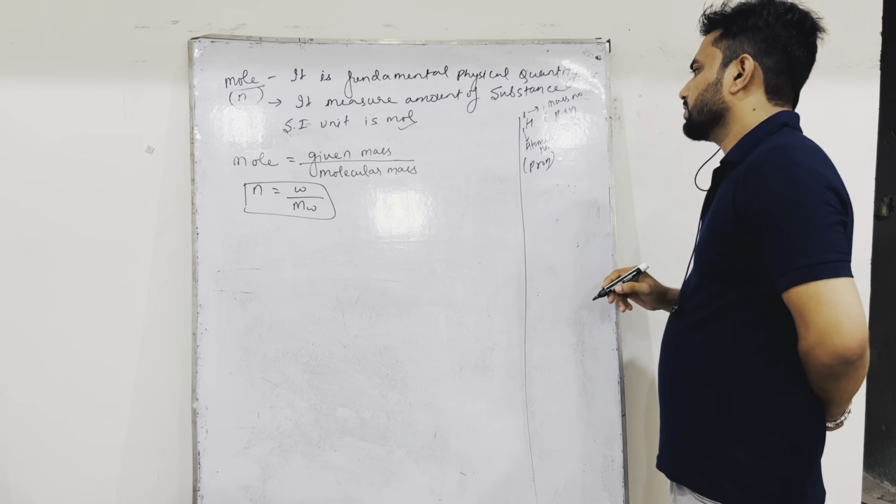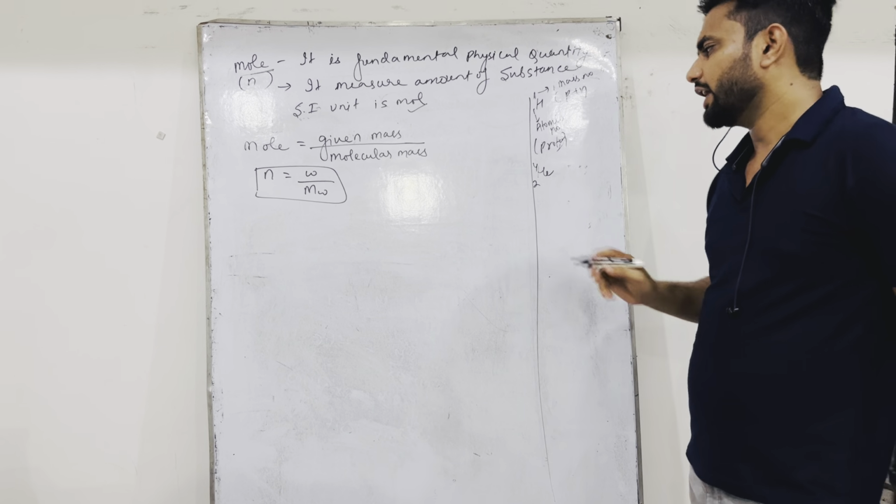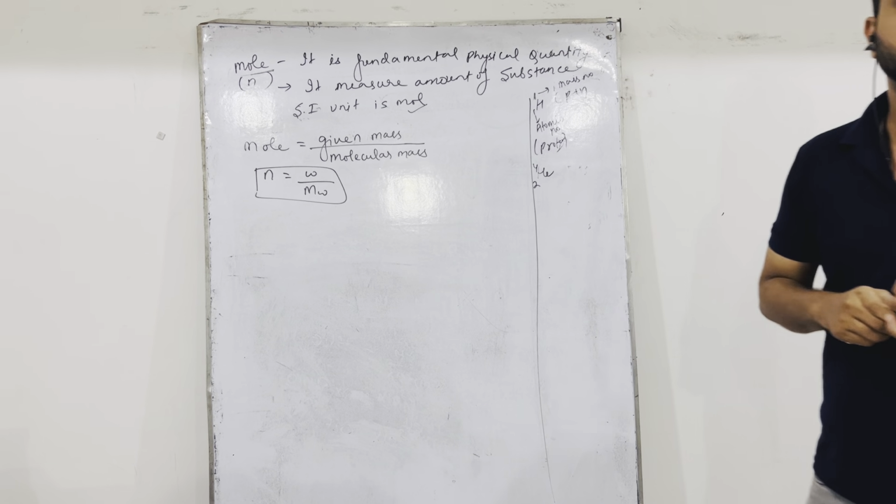Let's see helium: 2 and 4. Atomic number is 2 and mass number is 4. It has 2 protons, and protons plus neutrons is 4. The number of protons is 2 and electrons is also 2, and neutrons are 4 minus 2, which is 2, because neutron is equal to mass number minus proton.